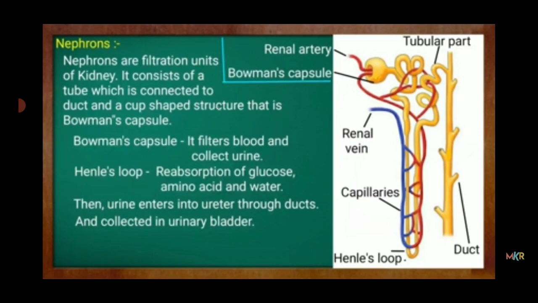Then urine enters into the ureter through the ducts and is collected in the urinary bladder, and after some time it is excreted by the body through the urethra. This is all about the human excretory system and nephron.